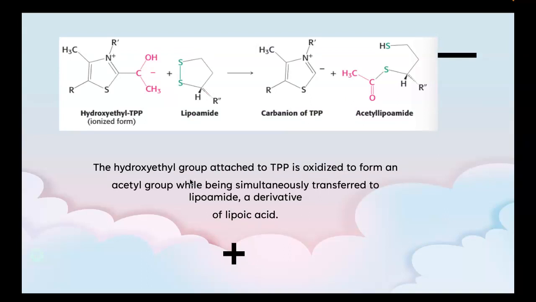The hydroxyethyl group attached to TPP is oxidized to form an acetyl group while being simultaneously transferred to lipoamide, a derivative of lipoic acid. This step is also catalyzed by pyruvate dehydrogenase, enzyme 1.